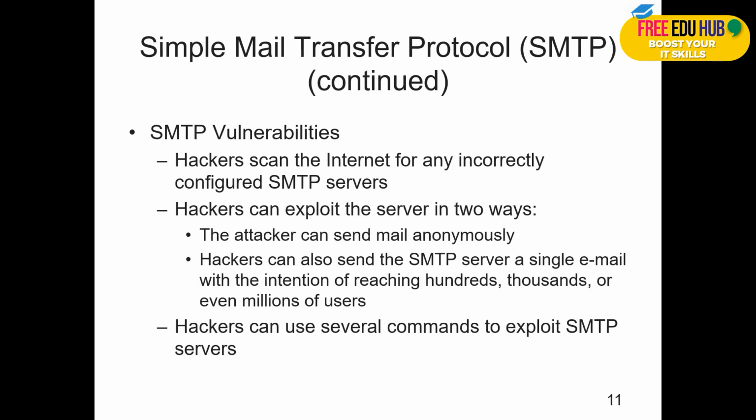Now, known SMTP vulnerabilities are: hackers scan the internet for any incorrectly configured SMTP servers. That is, any server which is not configured well or where the patches have not been applied properly, they'll scan for those servers and then attack them. The updates which are released for Exchange servers are usually called cumulative updates. We call them CU as well. So it's necessary to apply the patches on these Exchange servers as soon as they are available.